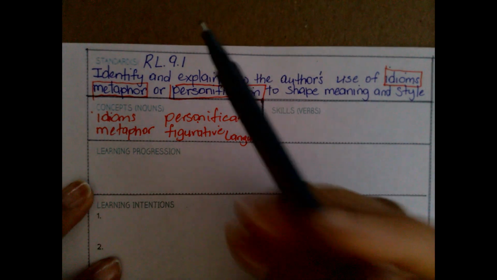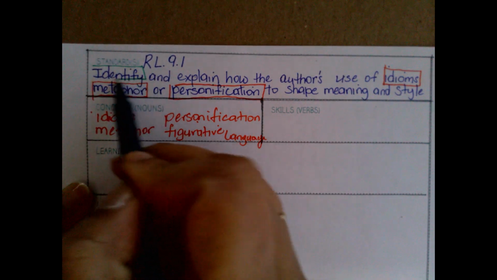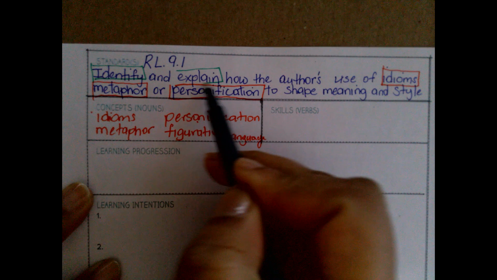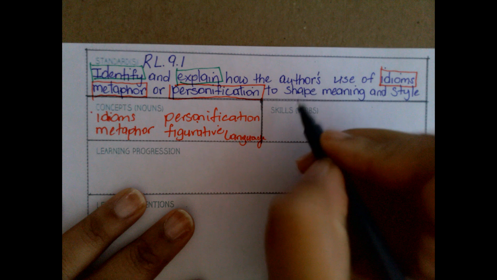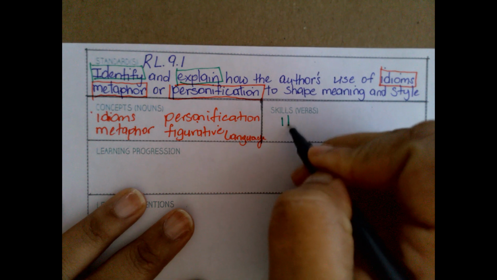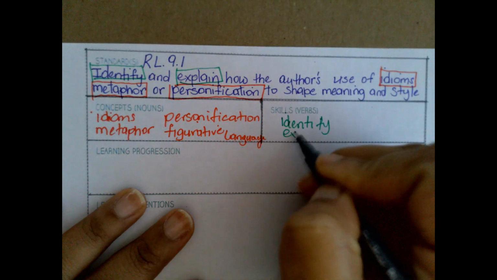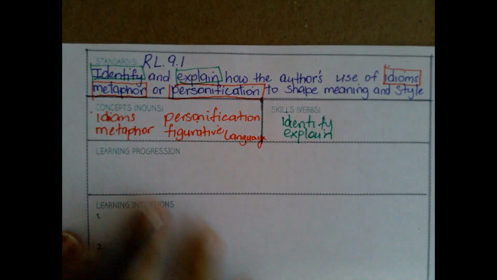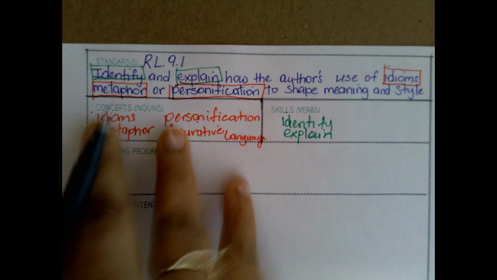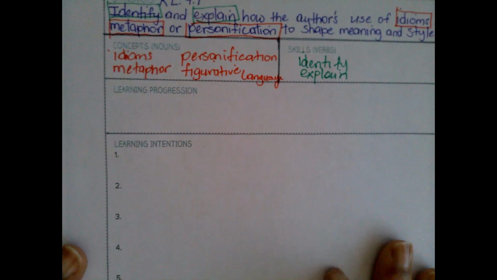Then we go back to identify the skills that students will be utilizing, learning, or practicing. And they will, of course, be identifying and explaining. This is a pretty straightforward standard. So under skills, we have identify and explain. Having done that, it gives us a good idea what we need to zero in on in order to get our students to understand the concept.